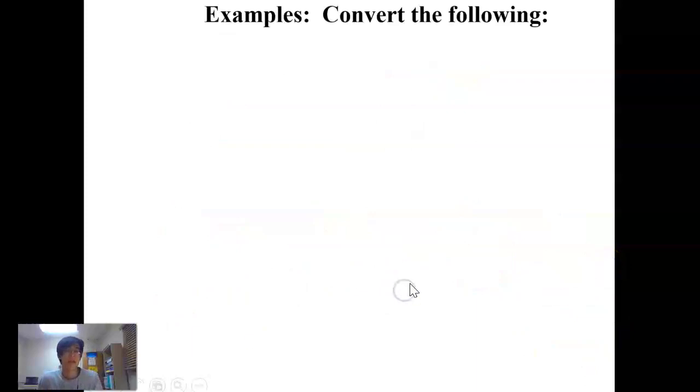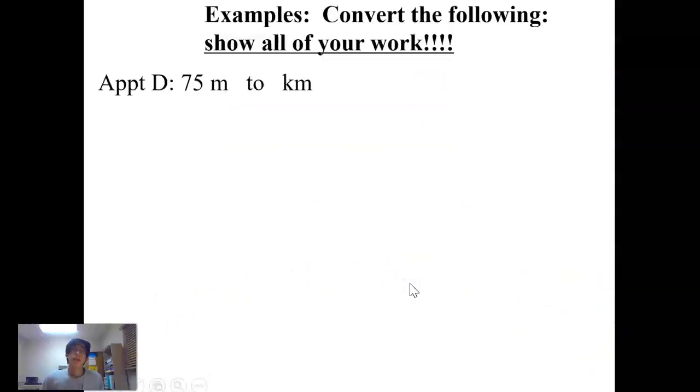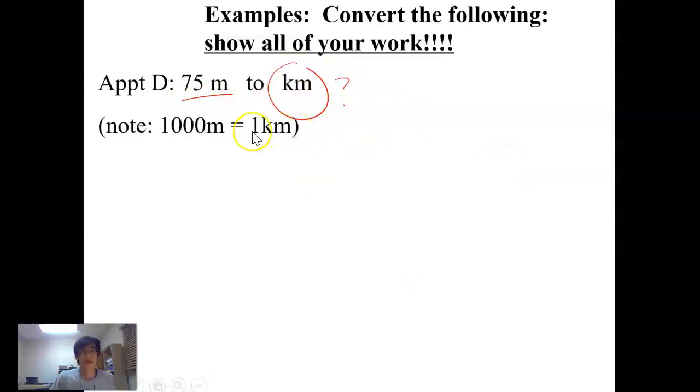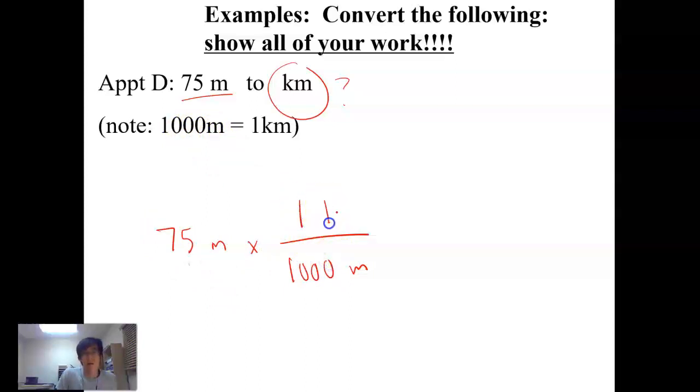Last one, folks. Okay, 75 meters to kilometers. I have that, and I want to find kilometers. My equivalent statement is telling me I have 1,000 meters for every 1 kilometer. So, write down what I know: 75 meters times. Units I want to cancel out go on the bottom. So meters, I have 1,000 of them for every 1 kilometer.